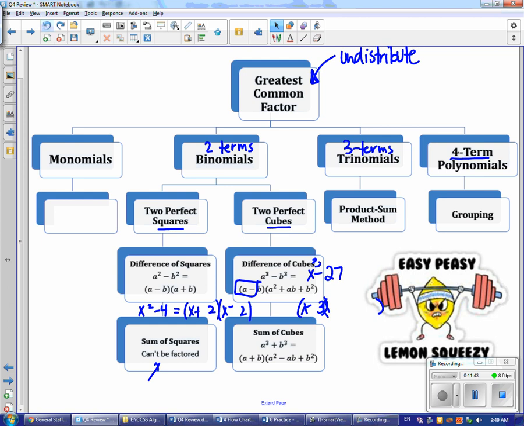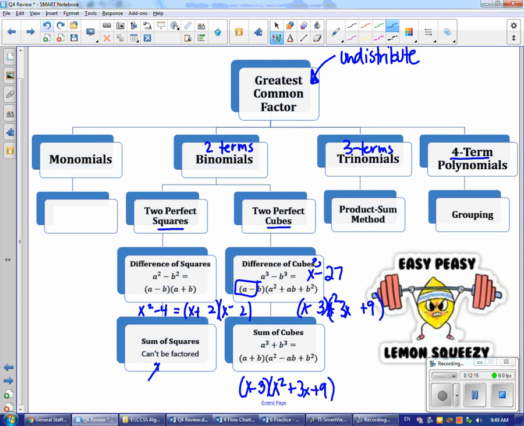Let me just undo this a little bit. Okay, so I'm going to have the square of both of those. So I'm going to have an x squared and a positive 9. Those 2 terms will always be positive. The middle term is just going to happen when I multiply them together. So I'm going to have a 3x in the middle, and this time I'm going to change the sign to plus. So that looks horrible, but basically it's x minus 3 times x squared plus 3x plus 9. And that would be the pattern.